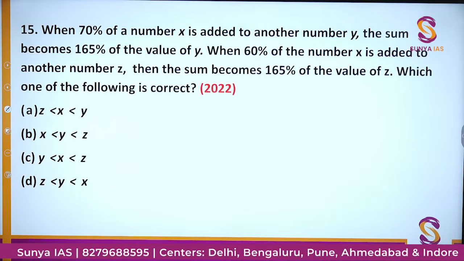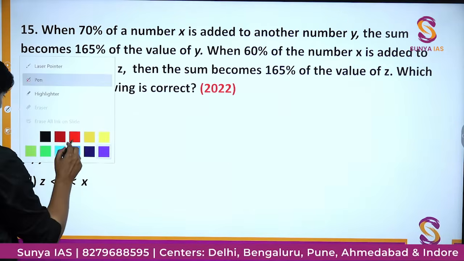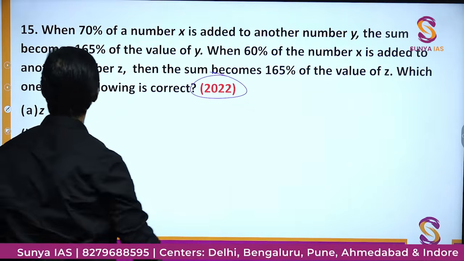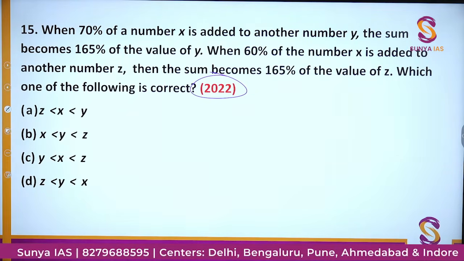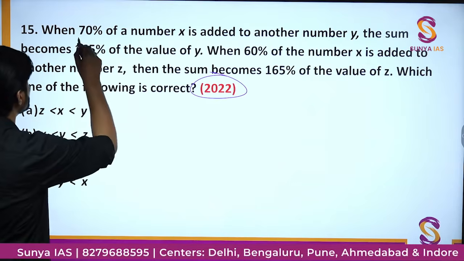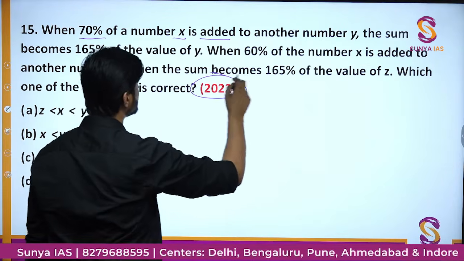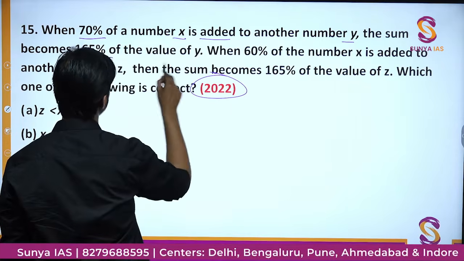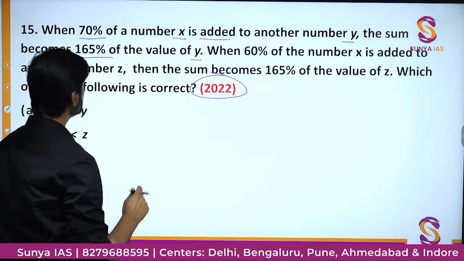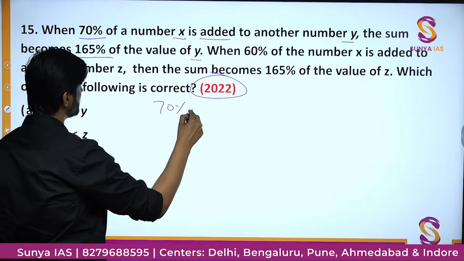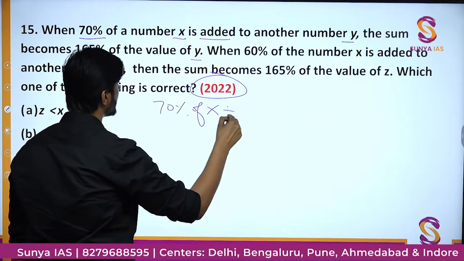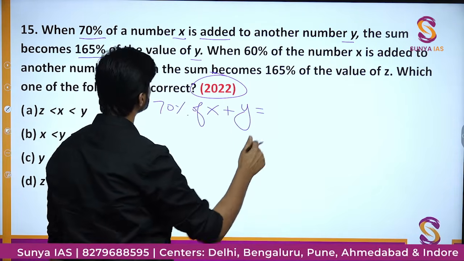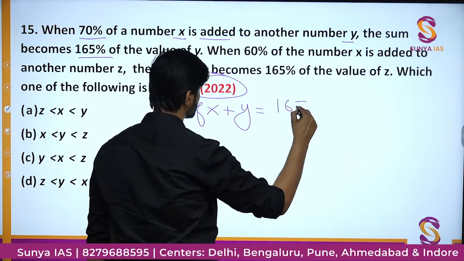And so we have this question, really a fresh question. In 2022 it just came. So what does it say? When 70% of a number x is added to another number y, the sum becomes 165% of the value of y. So if 70% of x is added to y, the sum is equal to 165% of y.